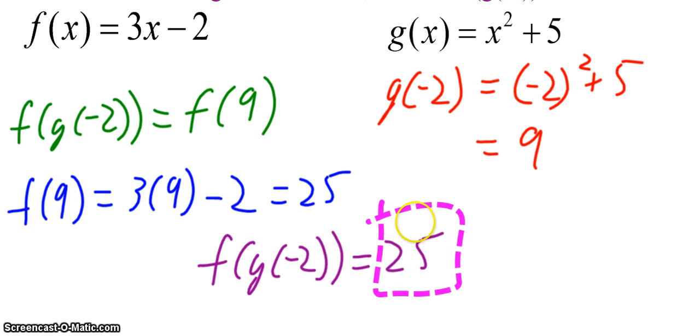Alright, so hopefully you got 25 as an answer. How do we get that? Well, if I'm trying to evaluate f of g of negative 2, first I want to evaluate what is g of negative 2. So g of negative 2 is negative 2 quantity squared plus 5, which is 9. So then f of g of negative 2 is actually going to be f of 9. What is f of 9? That's going to be 3 times 9 minus 2, which is 27 minus 2, or 25. So f of g of negative 2 is 25.